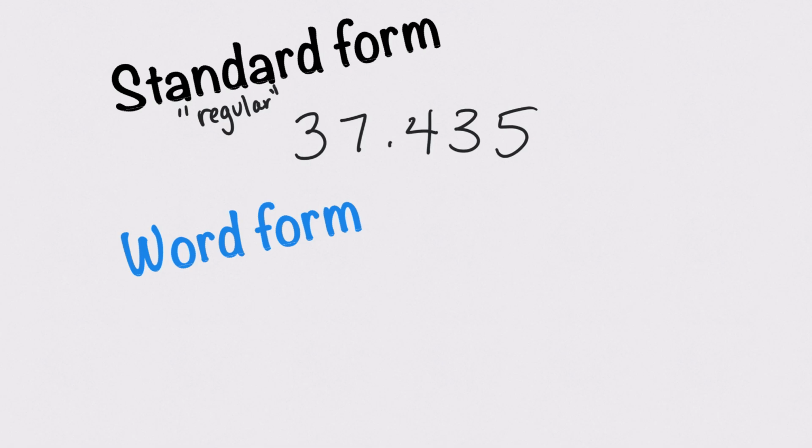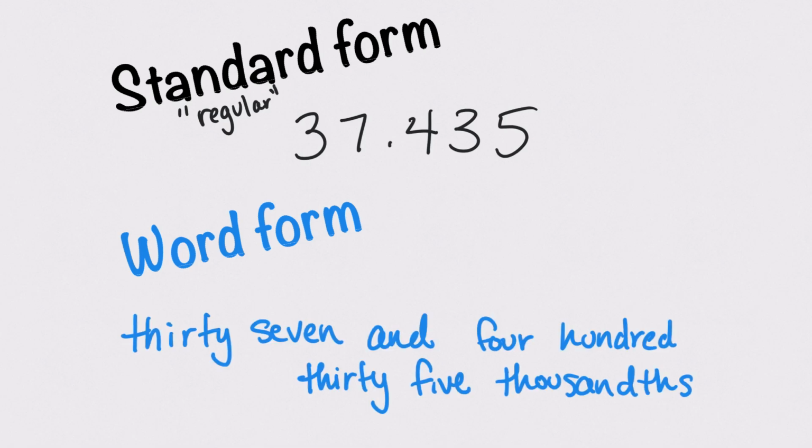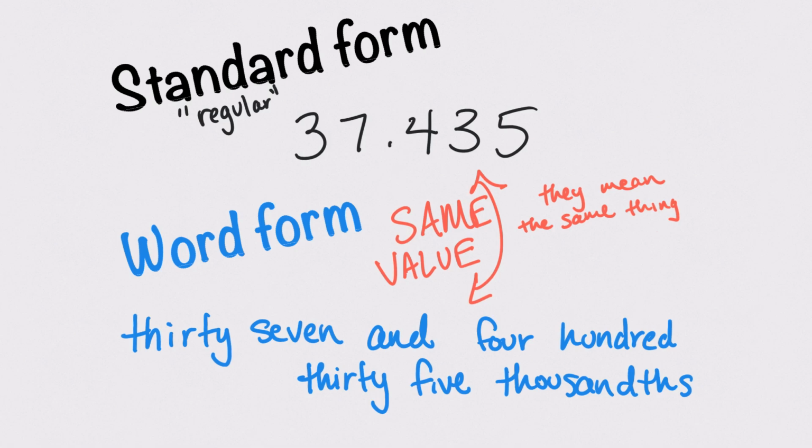You also already know word form. Word form is simply the words that you say when you read a number correctly. So in this example, we have 37 and 435 thousandths. So although these two forms, standard form and word form, look different, they mean the same thing. Or in other words, they have the same value.